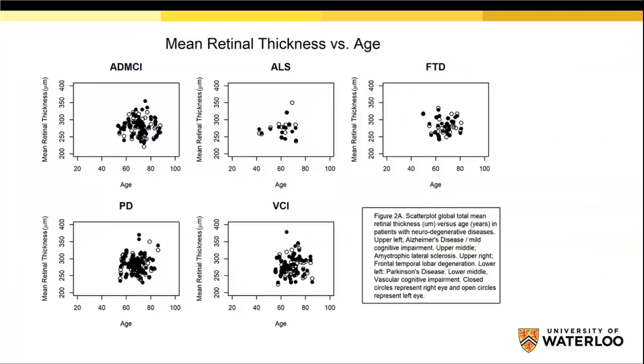So these are some of the first results from the ONDRI study. These have not been seen by many people. In fact, I think the only people that have seen these are the grant reviewers that the project is currently applying for funding to. So you have mean retinal thickness in microns over the large scan area of the retina as a function of age for Alzheimer's, ALS, frontotemporal dementia, Parkinson's, and vascular cognitive impairment, running left to right, upper to lower. We go on to the next slide.